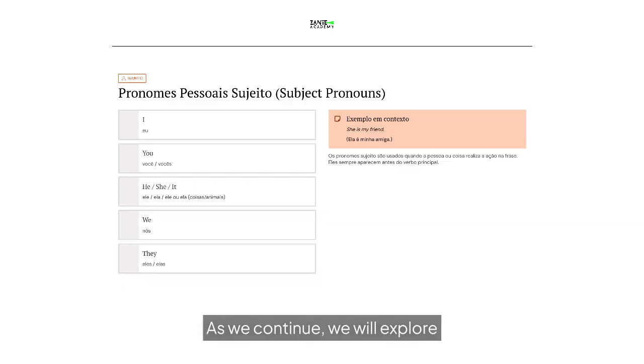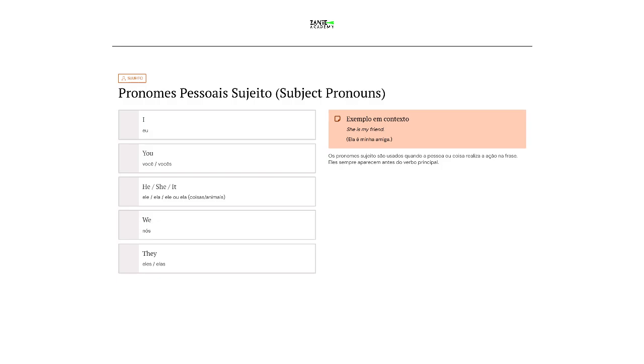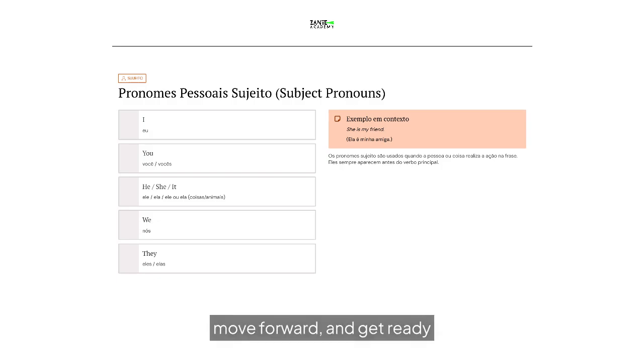As we continue, we will explore object pronouns, which are used differently but are equally important in ensuring our sentences make sense. So, keep this in mind as we move forward and get ready to enhance your understanding of how to use pronouns effectively in various contexts.